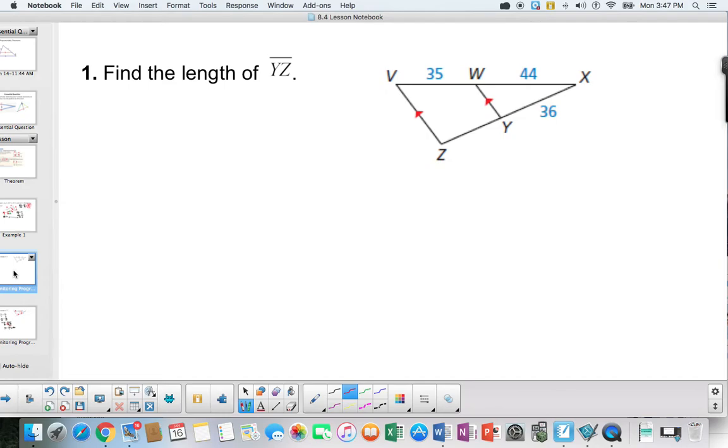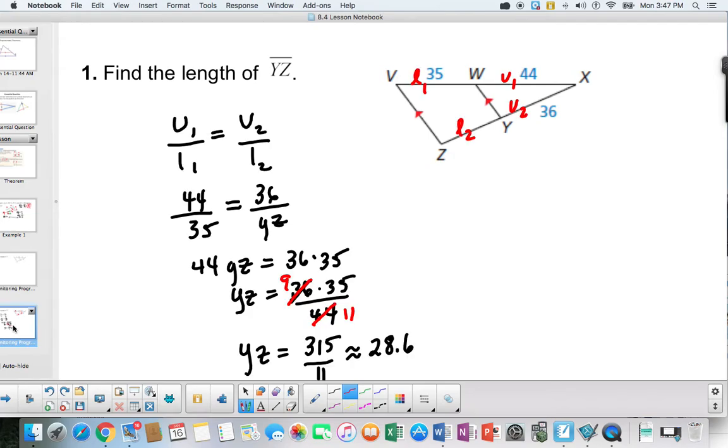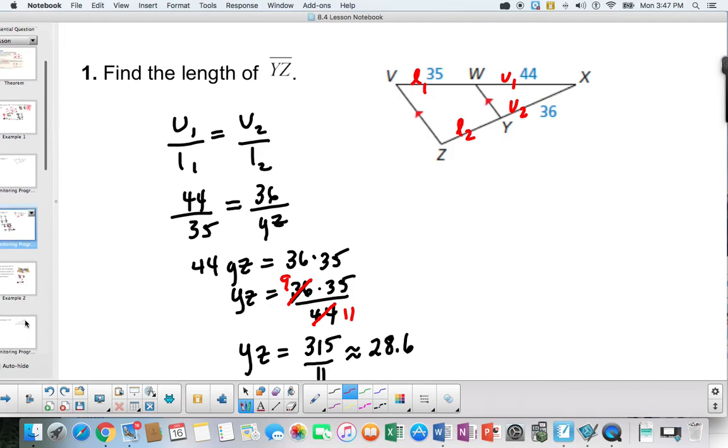Okay, now your turn. See if you can find YZ. Stop the screencast, set up the problem, and solve. Now here's the answer. Again, I used that upper and lower, substituted the numbers, and then found the answer. I also rounded to get a feel for what 315 over 11 is.